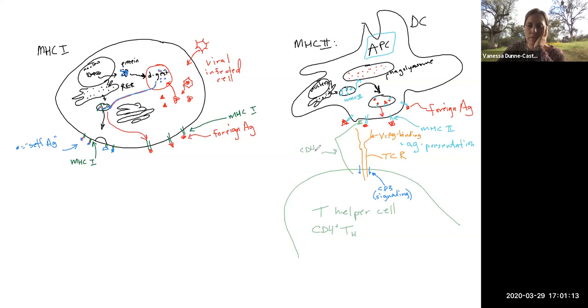CD4. CD stands for, what does it stand for? Something of differentiation, cluster of differentiation. So this is a gene segment that produces these particular types of receptors. So the CD4 co-receptor is responsible for binding to and recognizing MHC class II. Okay, so this is the complex that we're forming here. Let me highlight this here in pink.